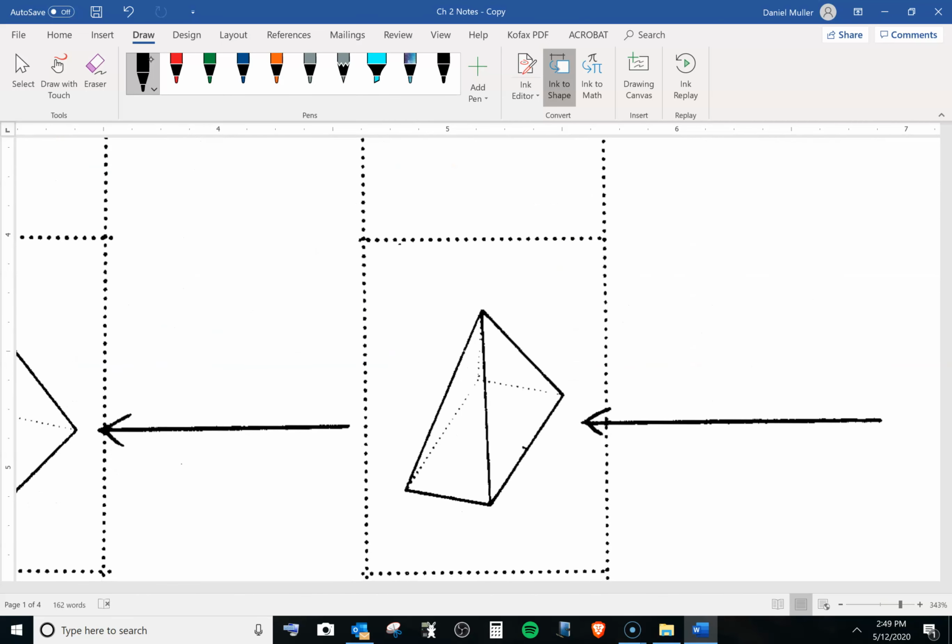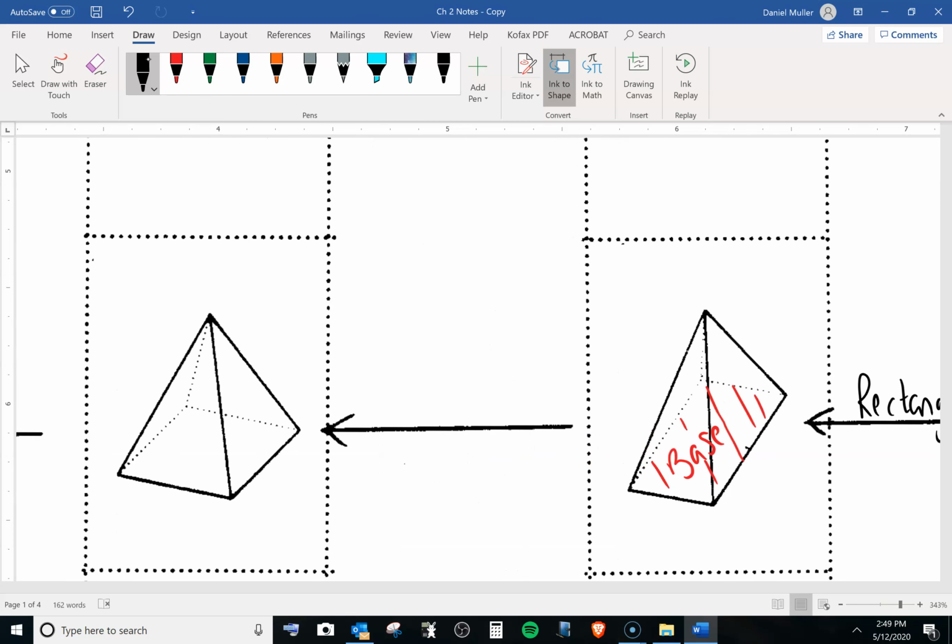Is there any more here? Okay. So we've got a base here. This is our base. And our base is a rectangle. So we can say a rectangle base, but we can also say rectangular. So it's rectangular and comes to a point, so we're going to call that a pyramid. Rectangular pyramid or rectangle-based pyramid.